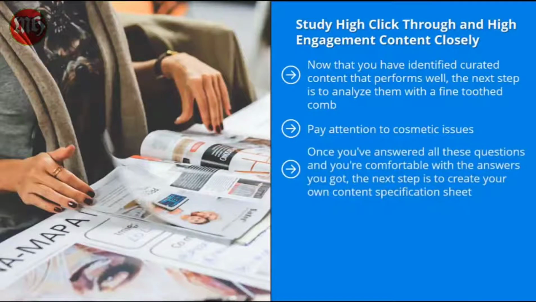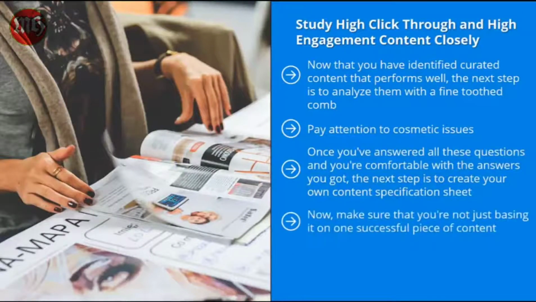Once you've answered all these questions and you're comfortable with the answers you got, the next step is to create your own content specification sheet. This is going to be your template. Now, make sure that you're not just basing it on one successful piece of content. That third-party content might be a fluke. The company behind it might just have gotten lucky, and for some reason, that piece of content went viral.